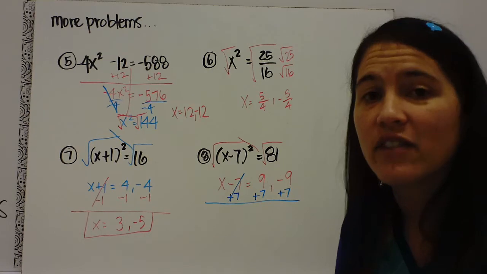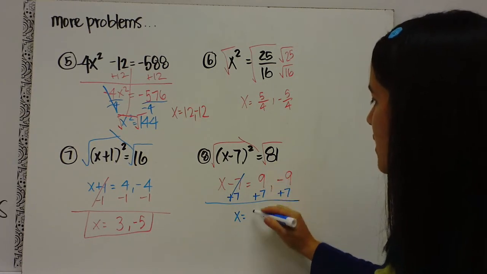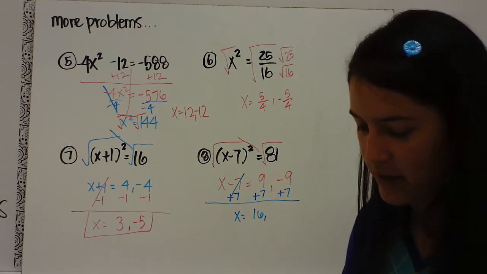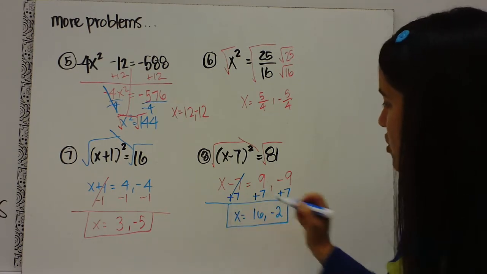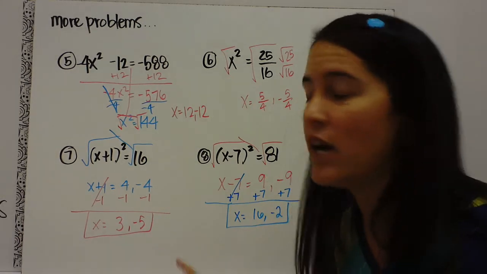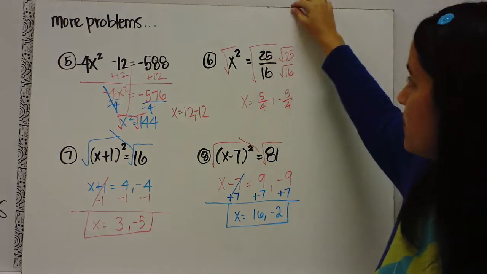When you add 7, you have to add it to both of our options. So 9 plus 7 is 16. Negative 9 plus 7 is negative 2. So those are our two options. x is equal to 16 or it's equal to negative 2. So whenever you take the square root, you're going to have two answers.